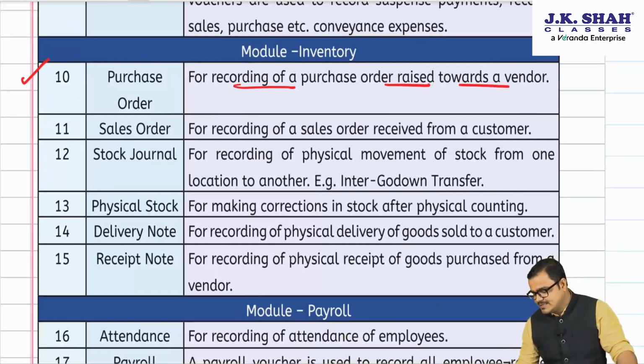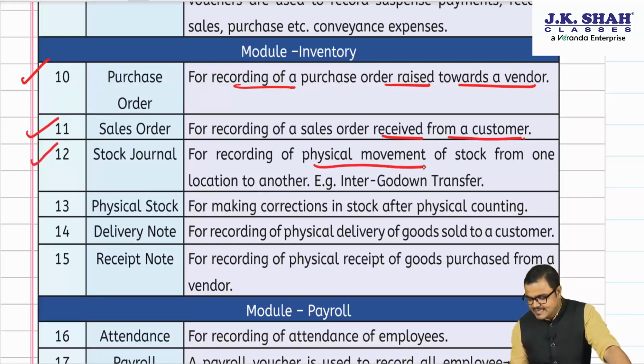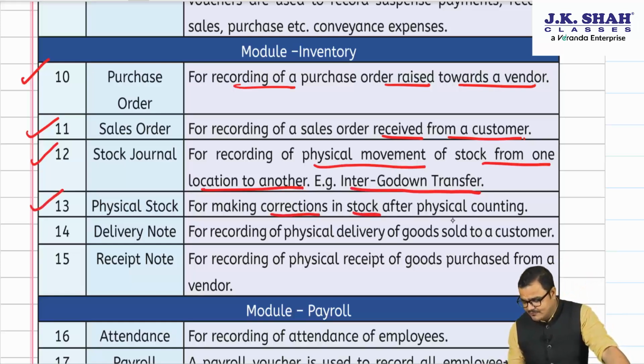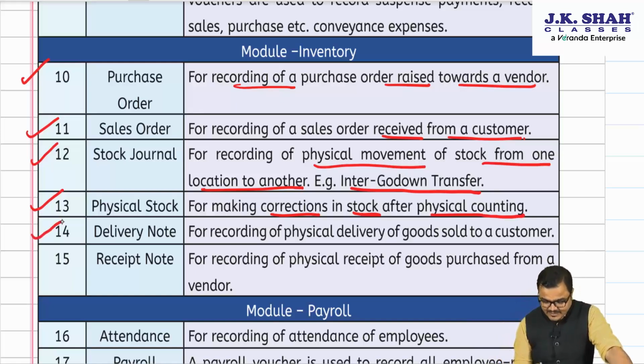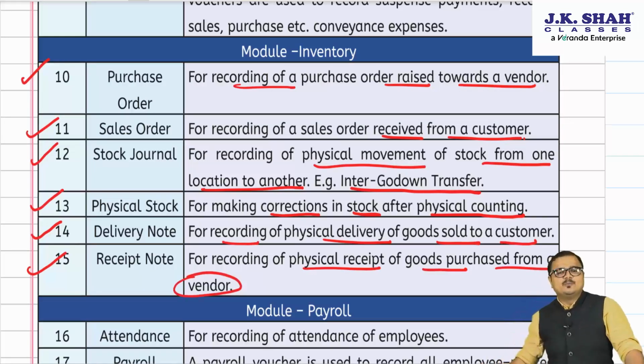Purchase order, for recording the purchase order raised towards a vendor. Sales order, recording the sales order received from a customer. Stock journal, providing the physical movement of stock from one location to another location, called inter-godown transfer. Sir, physical stock, for making correction in the stock after physical counting, that is reconciling the physical stock with the actual quantity recorded in our books of accounts. Okay. Delivery note, for recording physical delivery of goods sold to a customer, because these goods have now said bye bye to us. Okay. Receipt note, for recording physical receipt of goods which are purchased from a vendor. I hope it's clear to you.